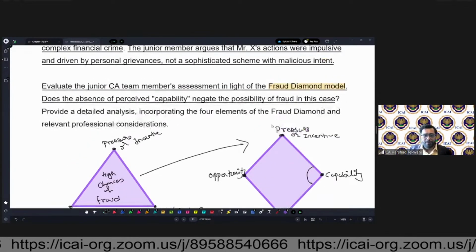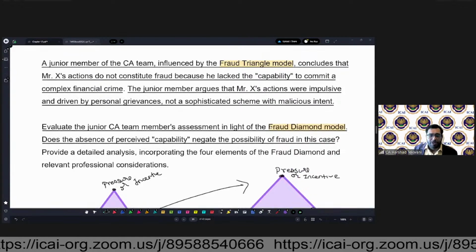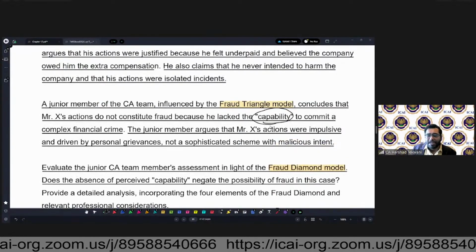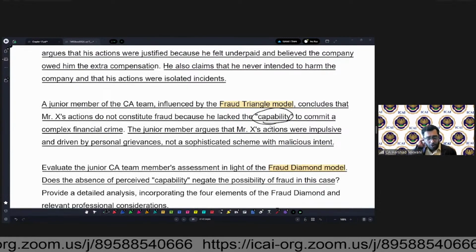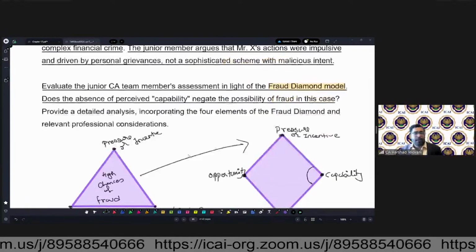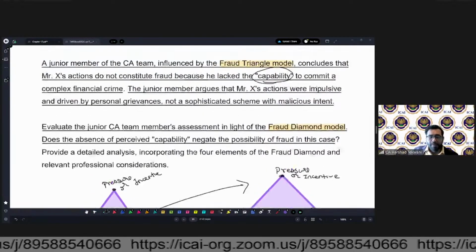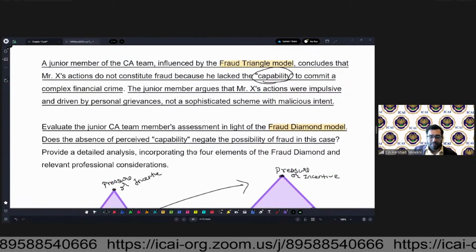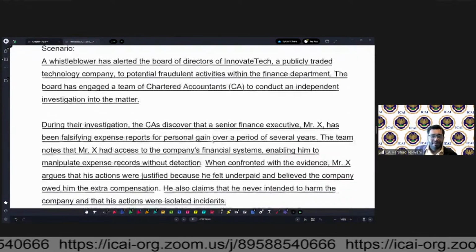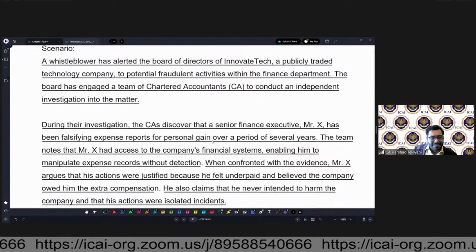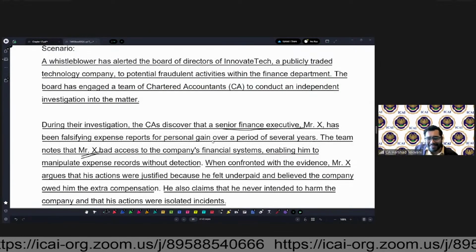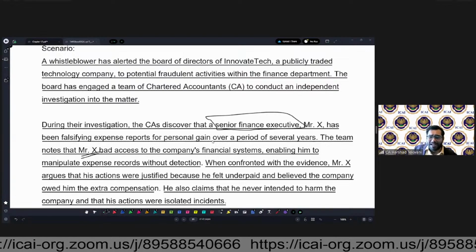Now, in the current question, we are asking about the capability. The team member is saying that Mr. X doesn't have the capability to commit a fraud, and that's why we cannot term this as a fraud. But in this case, the capability is there. If you see Mr. X, he is a senior finance executive. He has been conducting fraud.